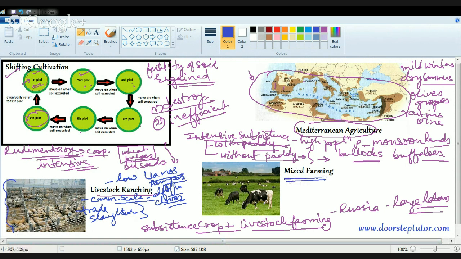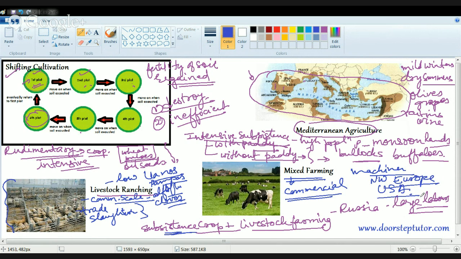Then what is mixed farming? Mixed farming is crop plus livestock on a commercial level. So it's a bit different from subsistence. So it's similar to here, but this is for subsistence, that's to satisfy your local needs. But this is on a commercial scale. So there is high expenditure on machinery. Mixed farming occurs commonly in Northwest Europe. Okay, also in the United States of America. So you have a huge number of animals which are reared for commercial purposes, and then again the farm produce is there for commercial purposes. Now these are some of the common types of agricultural systems we have discussed.